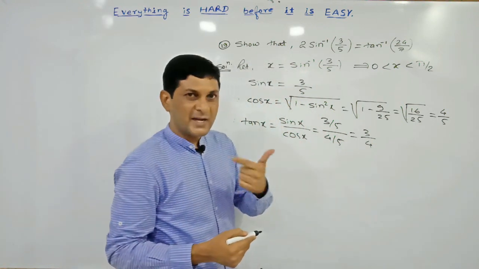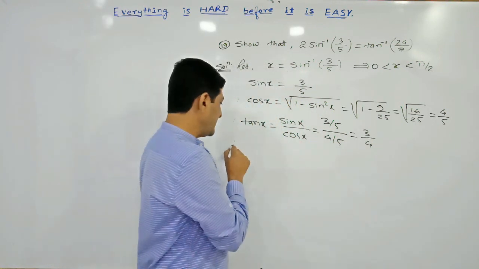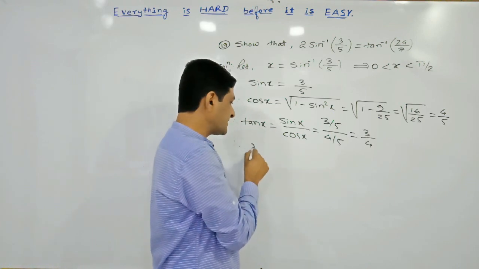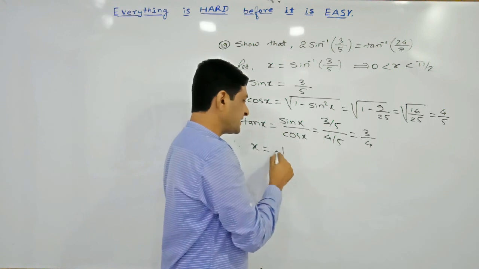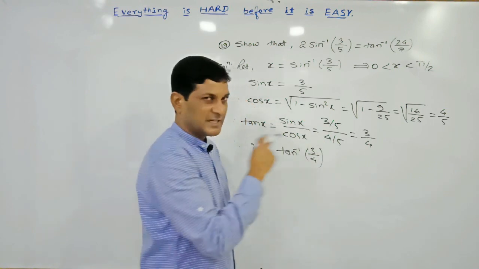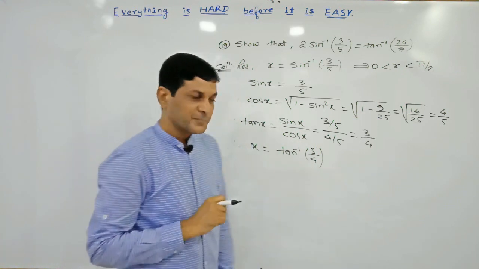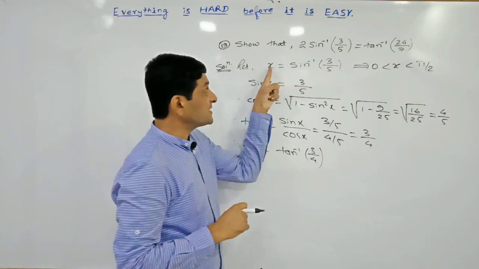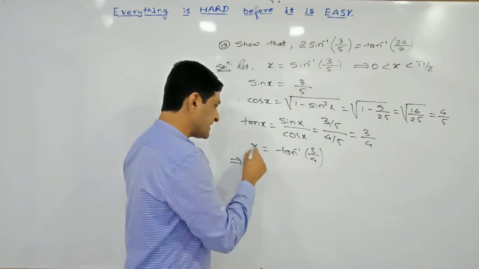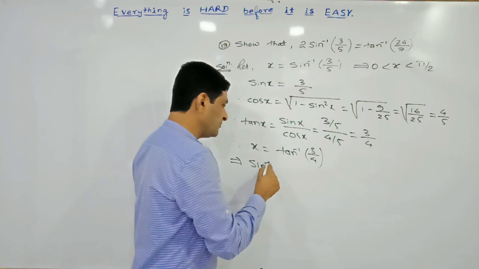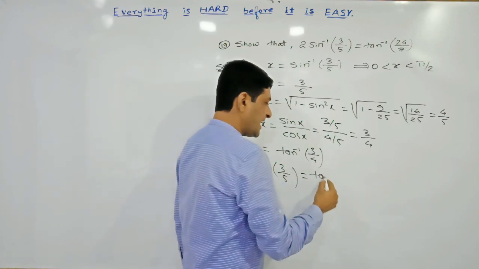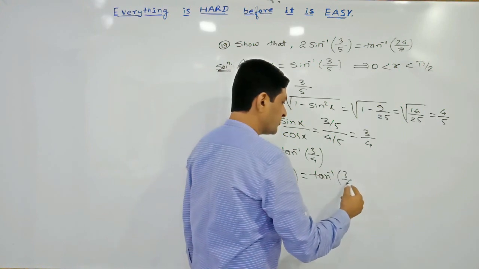Tan x. If we take tan inverse on both sides, so on this side tan inverse and tan will get cancelled, the remaining term is x, and on this side we will get tan inverse of 3 by 4. Just simply we have taken tan inverse on both sides. Now x means what? x is nothing but sin inverse of 3 by 5. So this implies that sin inverse of 3 by 5 is equal to tan inverse of 3 by 4. Keep it as it is.